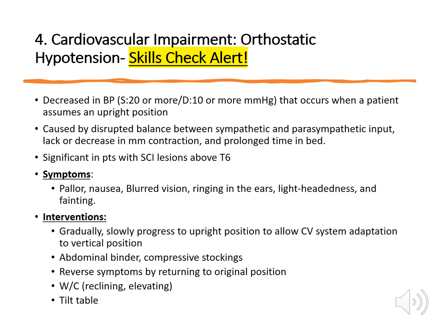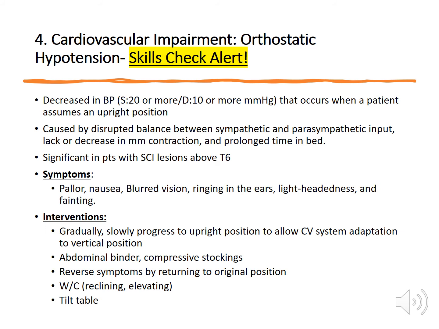So what do you do? This is what your skills check is going to consist of. It is going to consist of gradually and slowly progressing that patient to the upright position to allow for the cardiovascular system to adapt to a more vertical position. So rather than bringing that patient immediately into that seated position, when you know that this patient has orthostatic hypotension, you're going to gradually bring them and progressively put them into that upright position.